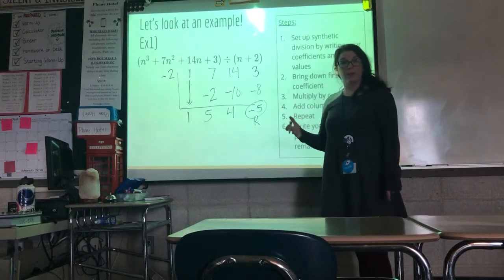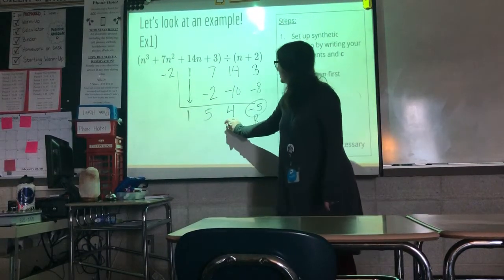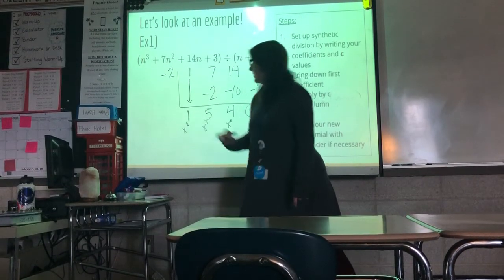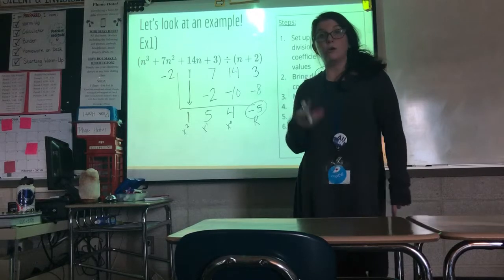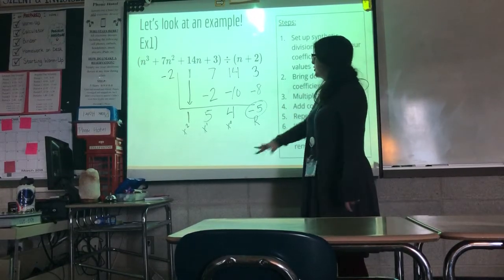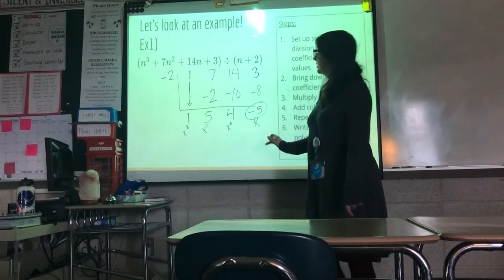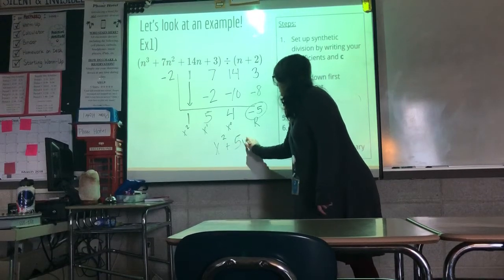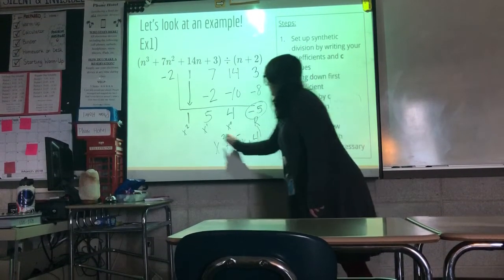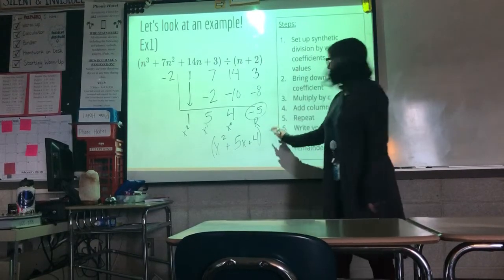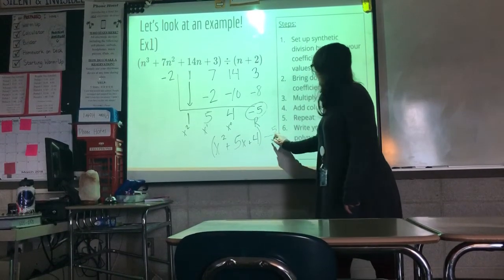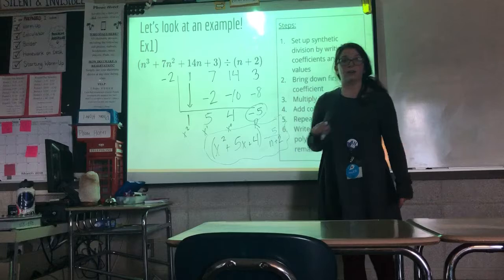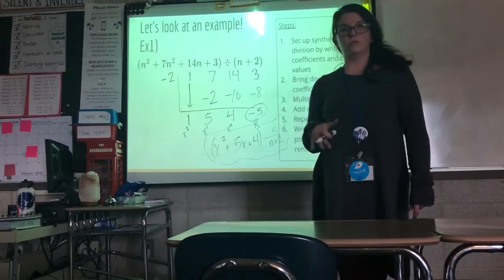And I actually know what that polynomial is. If I follow it, this would be x to the 0, x to the first power, and x to the second power. And those numbers, again, are my coefficients for my new polynomial. So I can write this entire answer as x squared plus 5x plus 4, and then I would have my remainder, negative 5 over x plus 2. And so this right down here is my final answer. If you use long division, you would have gotten the same thing.